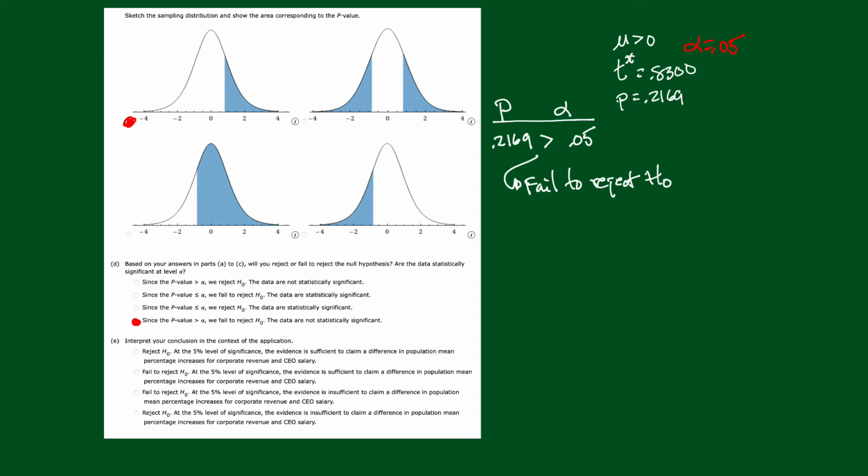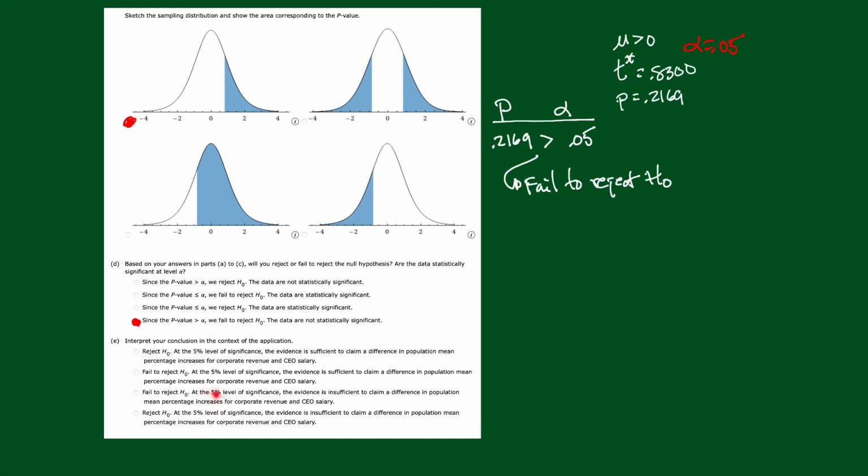Now we're not rejecting H naught. So now what do we do down here? Well, let's see. We're failing to reject. So let's get rid of this. That says reject. Get rid of that. This says reject. Get rid of that. So it's going to be one of these two. Fail to reject H naught. Okay, at 5% level of significance, the evidence is sufficient to claim there is a difference. Well, that's not true. We're saying there's no statistical difference. We're failing to reject. So there is a numerical difference, but it's not significant. So I'm assuming it's got to be this one.